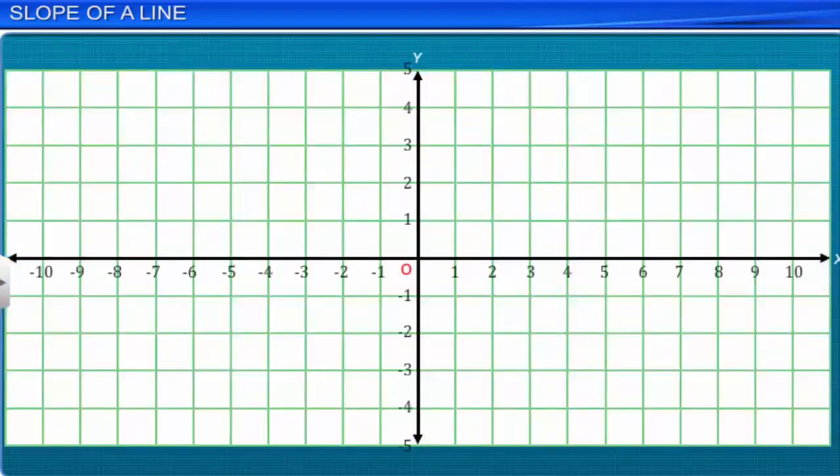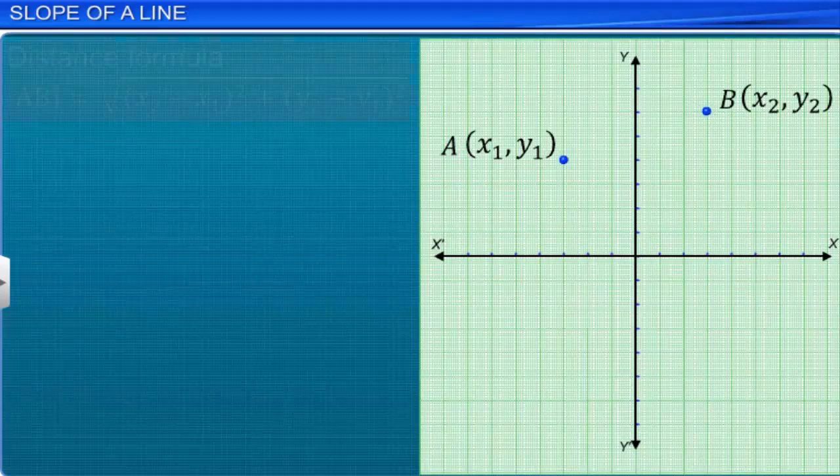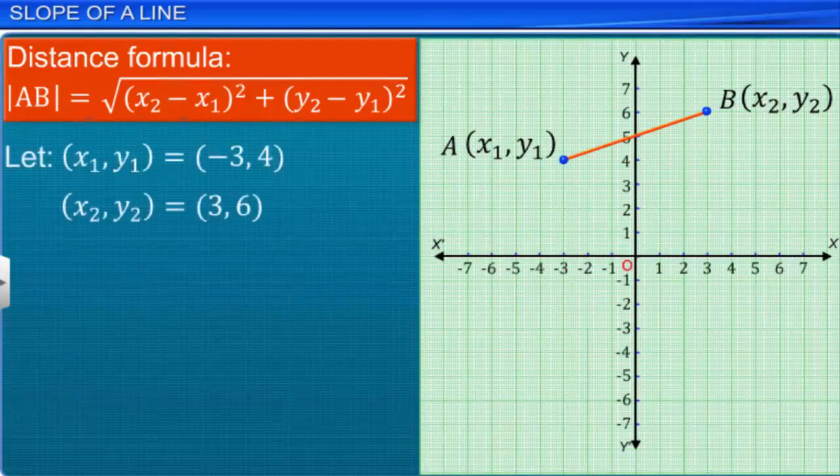In the previous classes, you learned the basic concepts of coordinate geometry, like plotting different points in a two-dimensional plane using their coordinates or distances from the x and y axes. You also learned some important formulae, like the distance formula that gives the distance between two given points. For example, consider 2 points with coordinates -3, 4 and 3, 6.